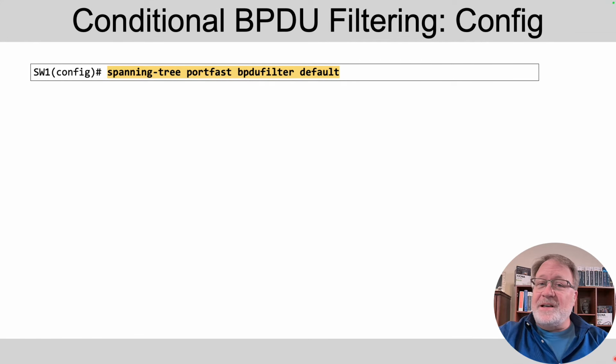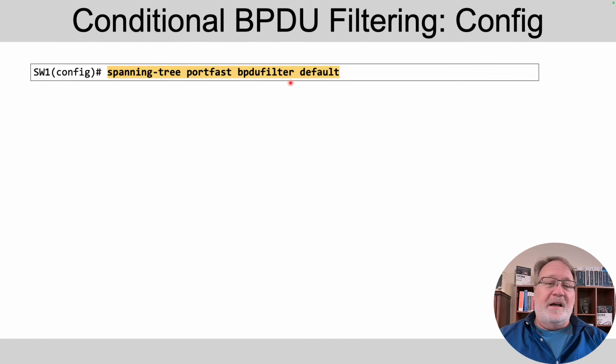So let's look at the config, and keep in mind, this is the one that's not dangerous, so it's okay to configure this one, all right? So here's the deal. This is a global command, notice the prompt, spanning tree, port-fast, implying it's tied to port-fast, BPDU filter default, saying that on any port-fast enabled ports, now our default is to use BPDU filter. That's the meaning of this command. Now, if you stopped there, any ports running port-fast now use BPDU filter like we just described.